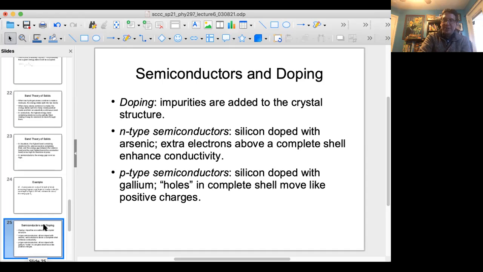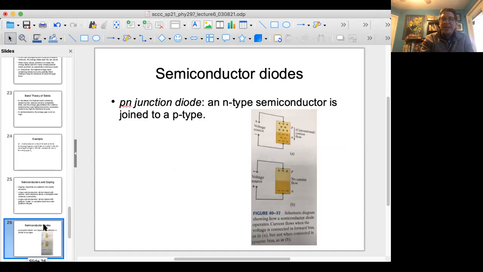Or they may jump from one hole to another hole, or from one state to another state. So you can think of it as the hole moving rather than the electron moving. And so that affects the behavior of the structure. And so you can have what are called diodes when you put an N-type semiconductor next to a P-type semiconductor.